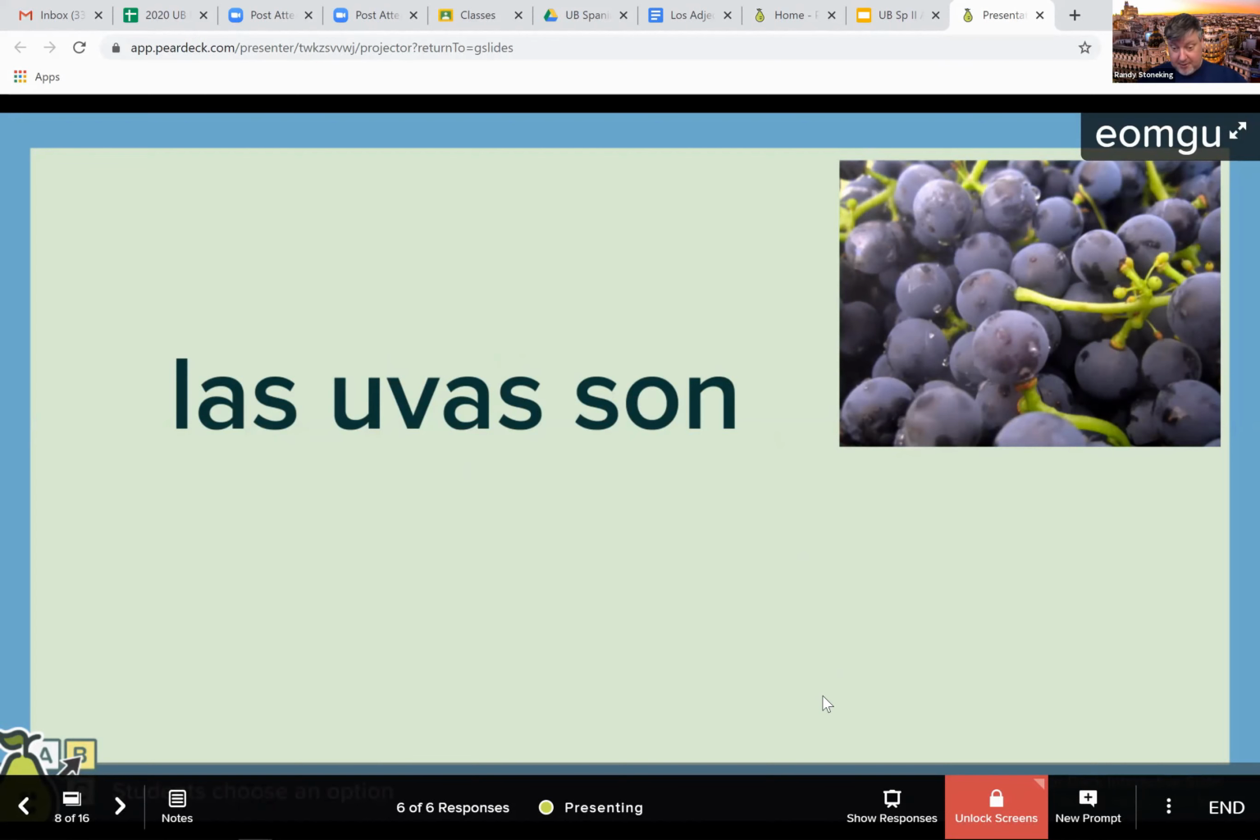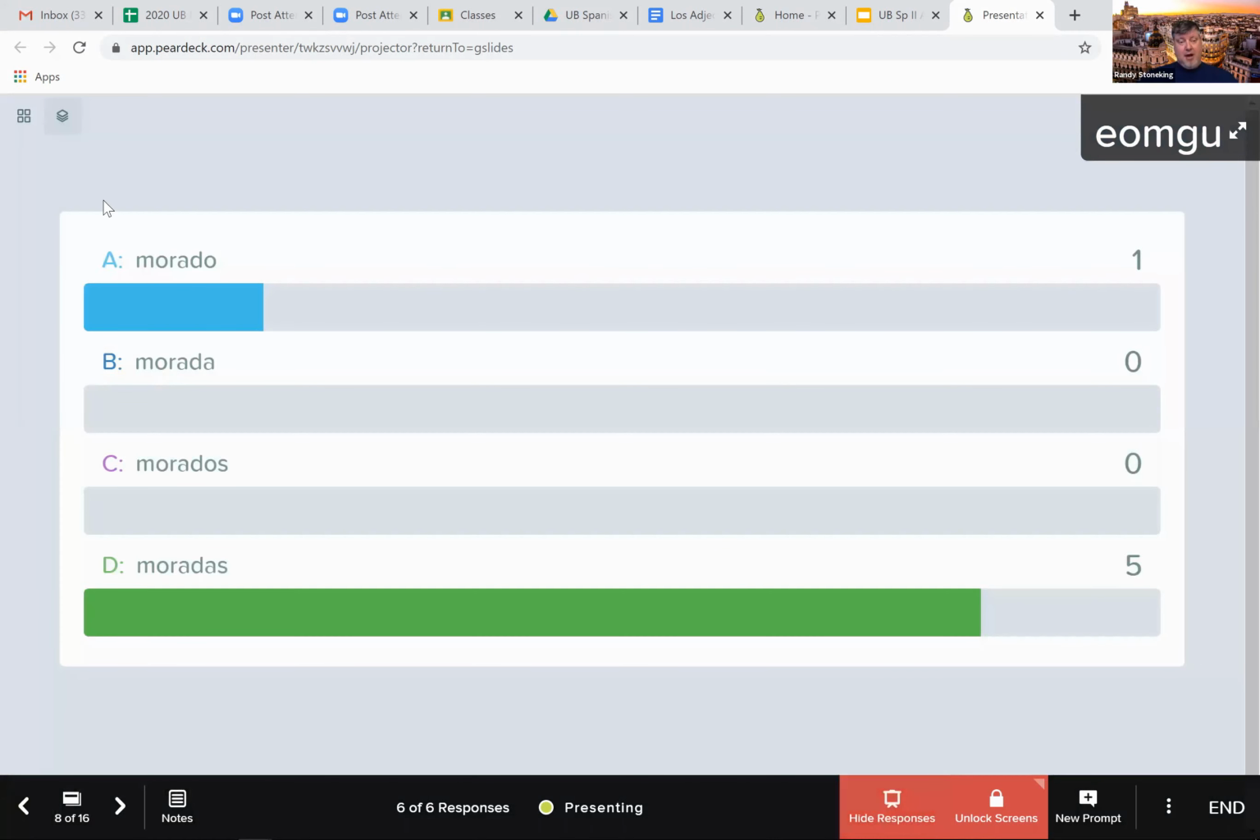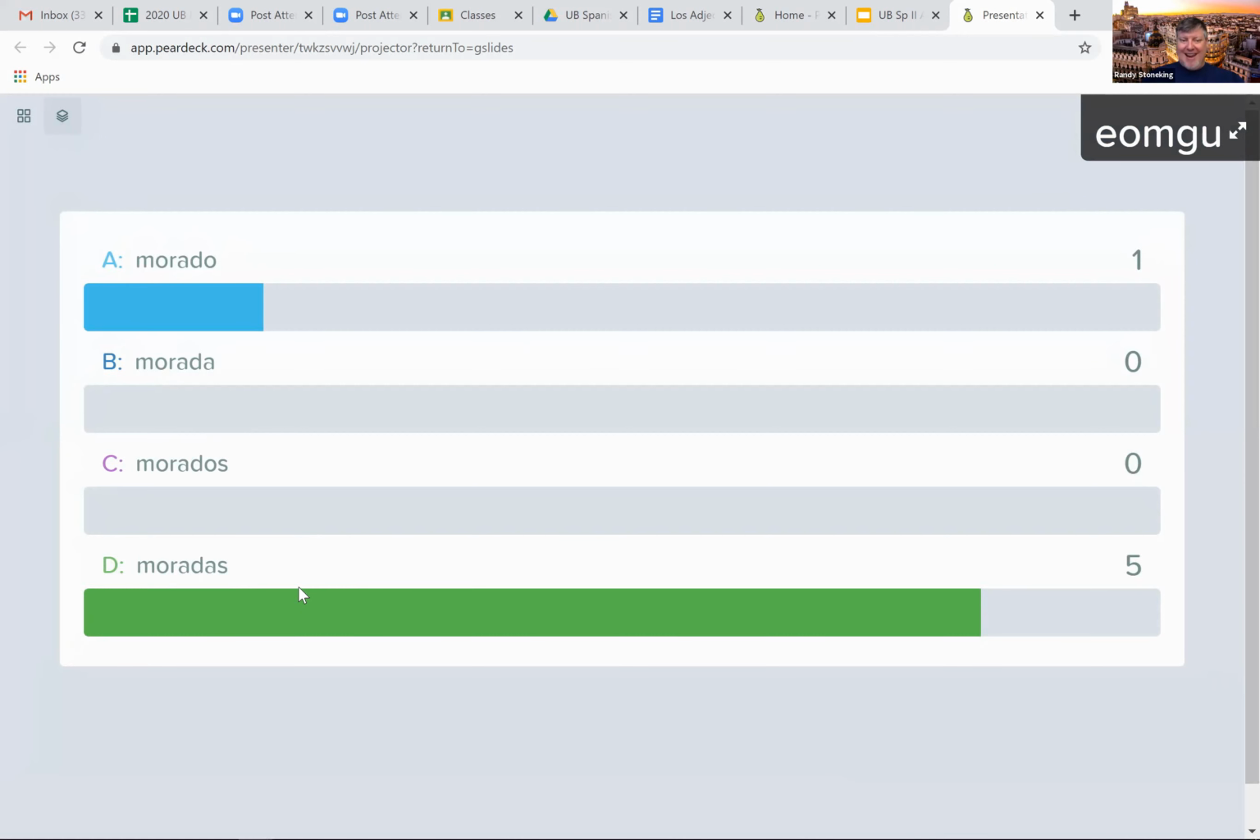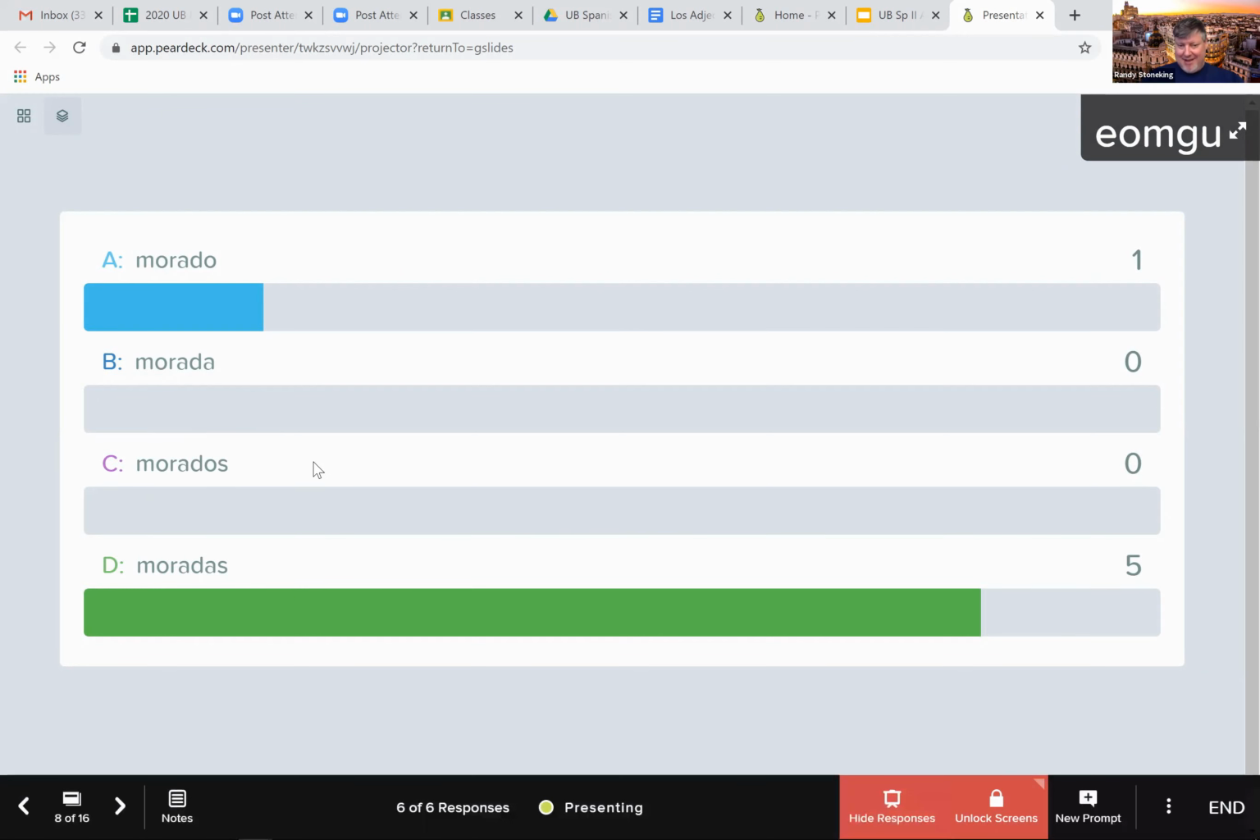So let's go back and look at our answer choices. Morado, morada, morados, moradas. The correct answer there is D, moradas. So it's las uvas, and then moradas is the word that goes with it. It's all as stuff. Everything is feminine and plural. So moradas. Whoever that is on A, switch your answer over to C or D for me. Las uvas son moradas. Let me unlock you. Sorry. Las uvas son moradas.